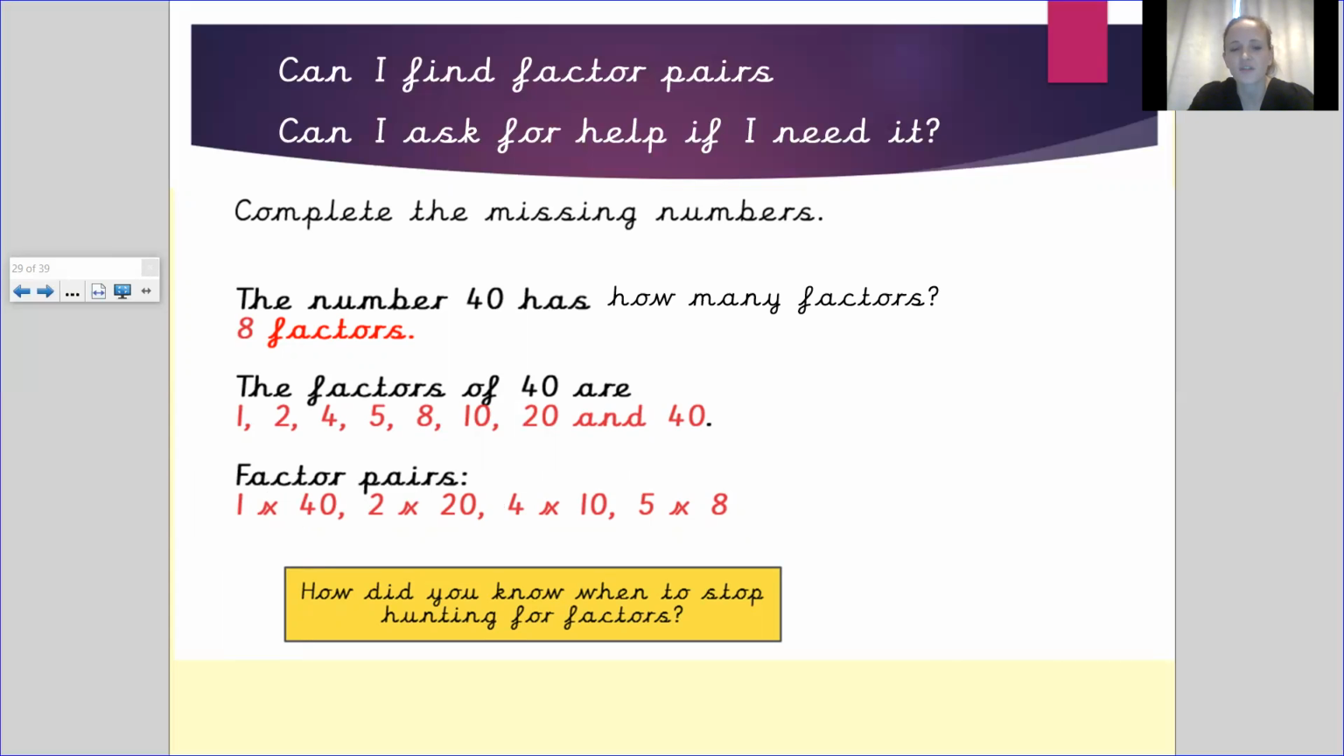Again, I want you to have a think of how did you know to stop when hunting for factors? What made you think, okay, I think I've got enough now? We have got all the factors that we need.